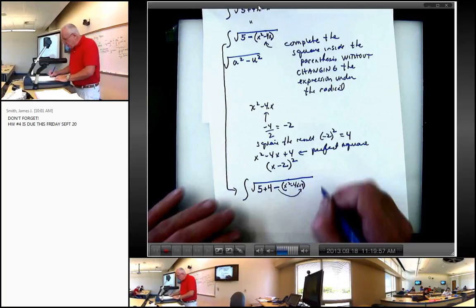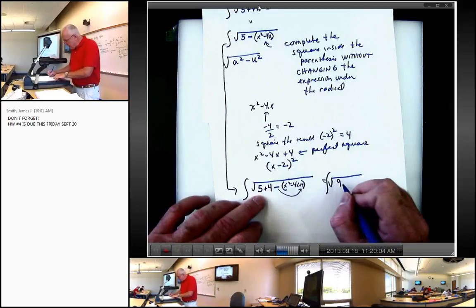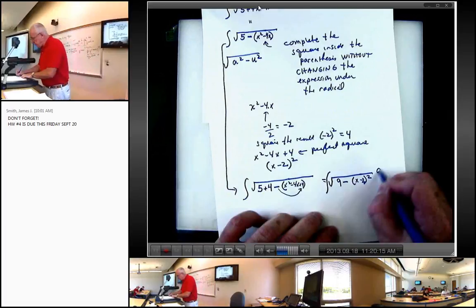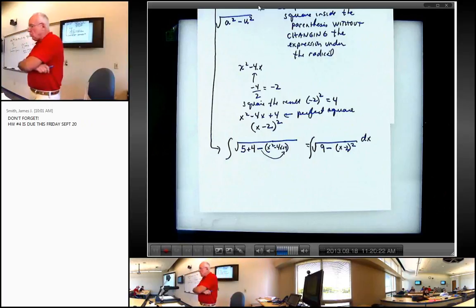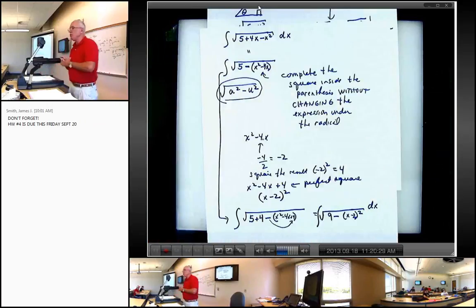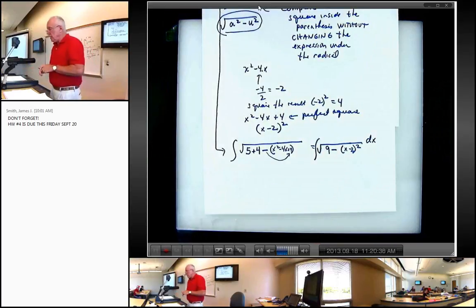So my new expression here becomes, let's see, the integral of the square root of 5 and 4 is 9 minus, and then in the parentheses, x minus 2 squared dx. So in this case, I had to do some work in order to get it in this form here, the square root of a squared minus u squared, right? And this could also have worked the other way around, where I could have had the x squared in front, where it's u squared minus a squared. It could have worked that way also.